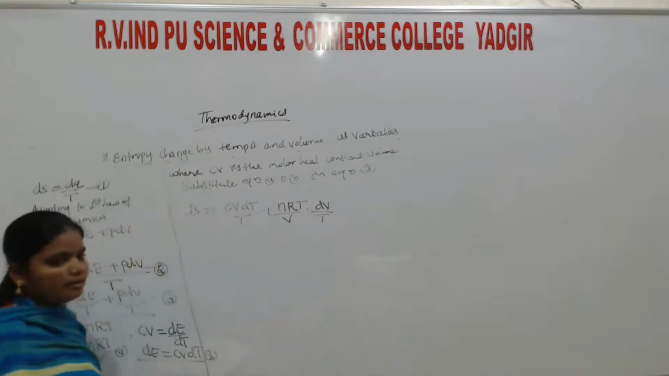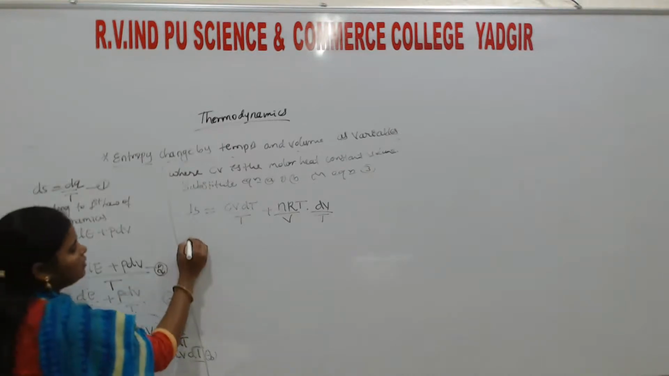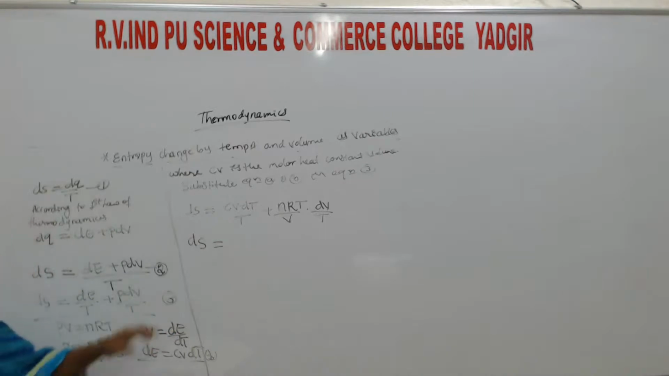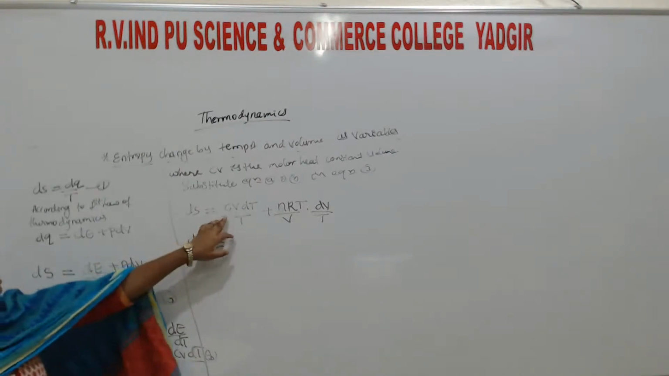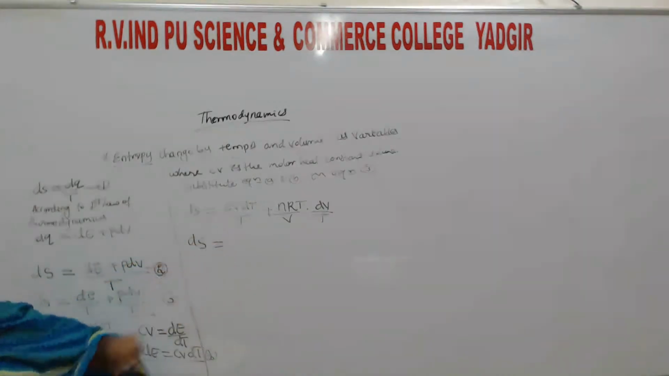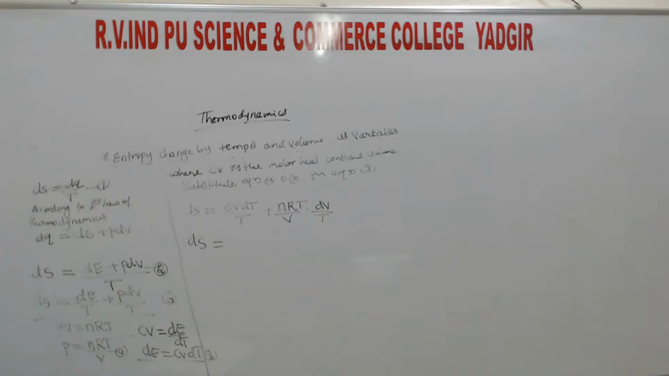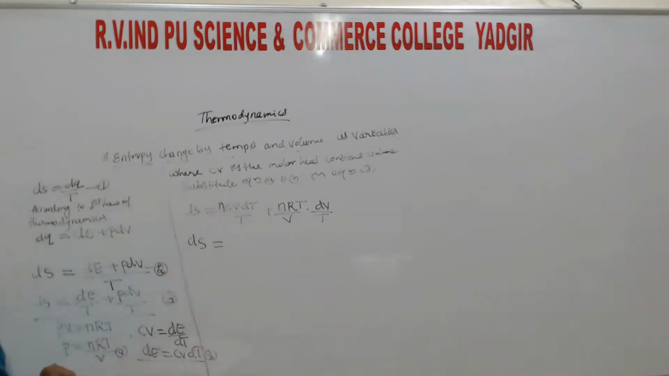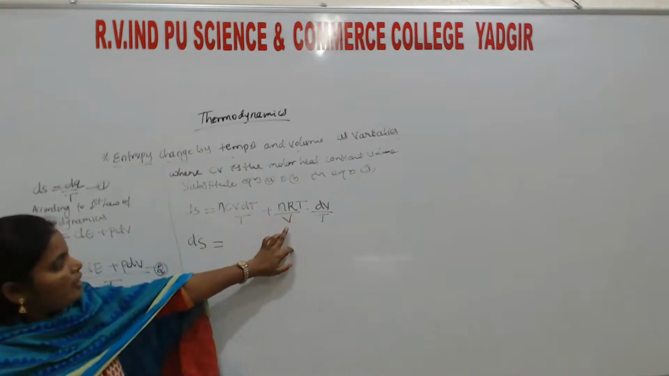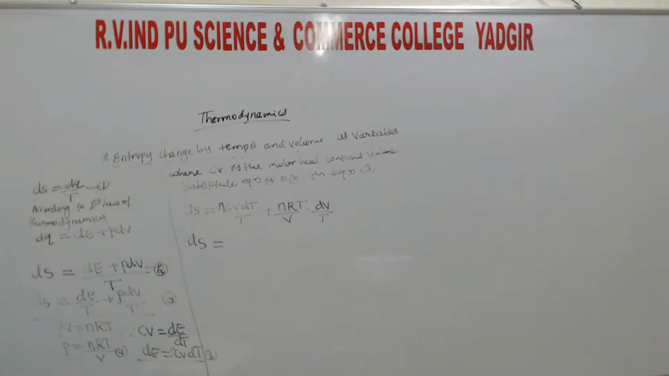dV divided by T. See here, dS is equal to CV dT divided by T plus nRT divided by V into dV. Here we write n CV, that is n moles, taking n moles here. So dS = n CV dT divided by T plus nRT divided by V into dV.